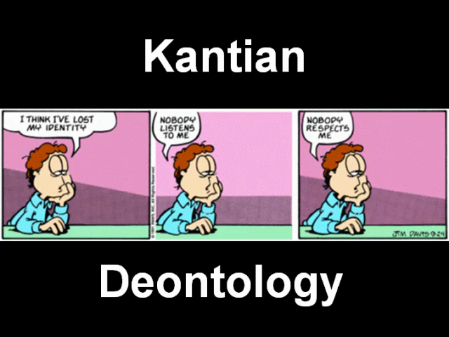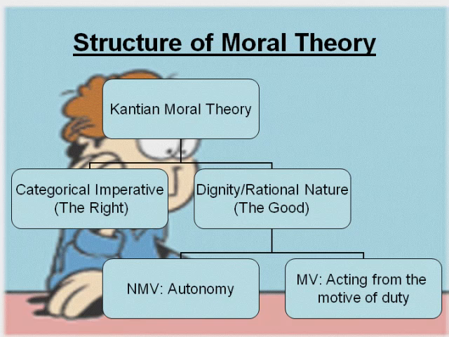Hello and welcome to our last discussion on Kant's moral theory. If you recall, the structure of our theory thus far tells us that we have the categorical imperative as our theory of the right. Again, we've seen two different versions of the categorical imperative. We'll recap those here in a moment. We also see that Kant has described dignity or rational nature as being his conception of the good.